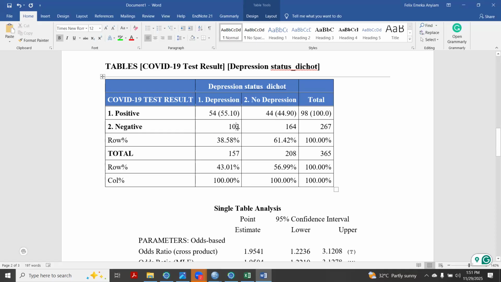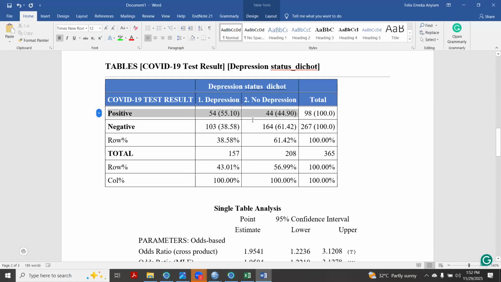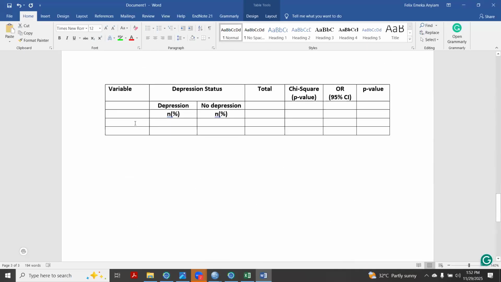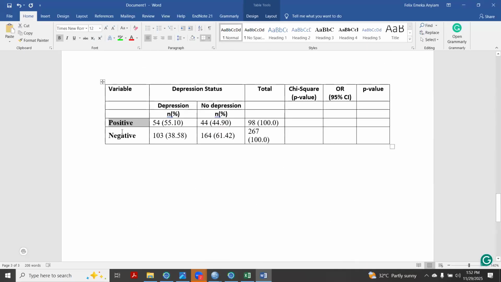So let me do the same here. So this is 38.58. Then this is 61.42. Then this is my 100. Okay, so I think I'm done. I can remove this. I don't need it anymore. Remove this. Then I can copy this way and paste it here. Good job. So we're done with this.